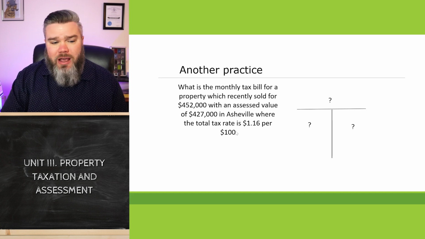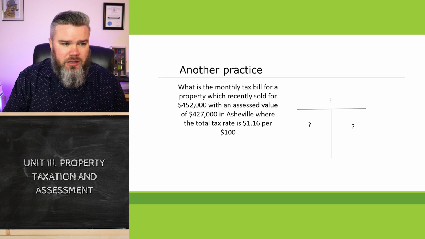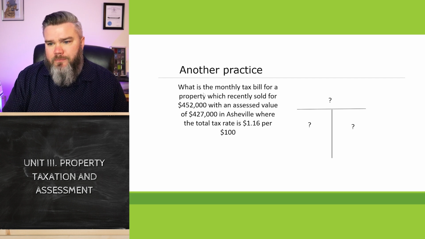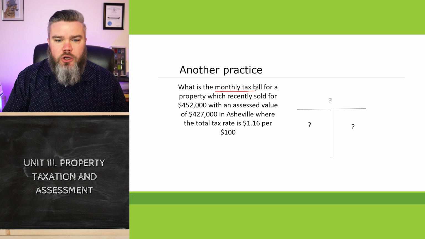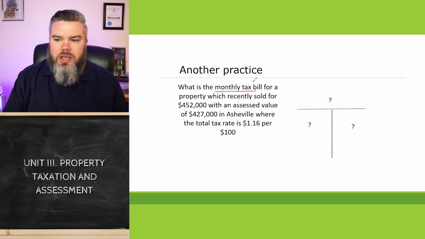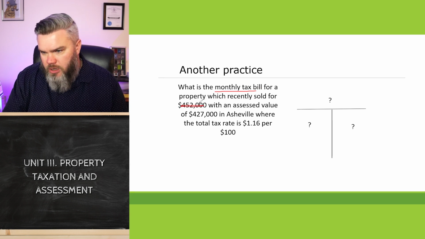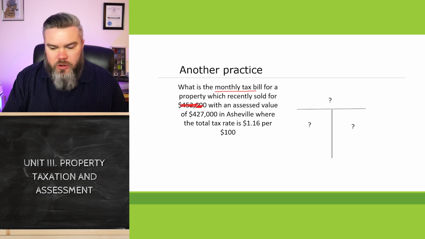Now, of course, all you have is what you have. So the only tax rate you have is $1.16. This is not going to be based on in the city, outside the city, none of that. But first thing you need to catch, monthly. Some of you still miss that. You've got to train your brain to catch all the words. Second thing you should catch, it sold for $452. Taxes are not based on the market price, so you can ignore that. You are basing it off of your assessed value.